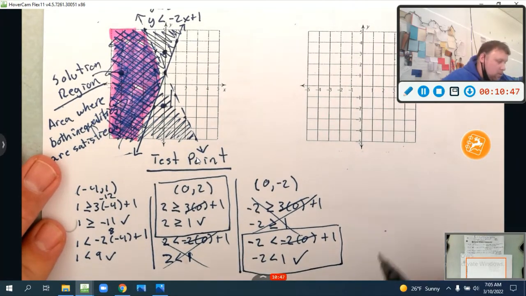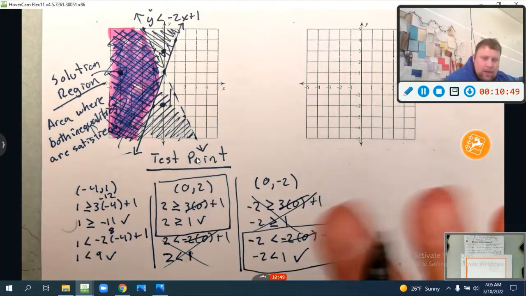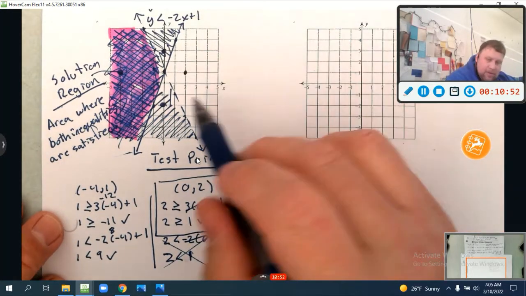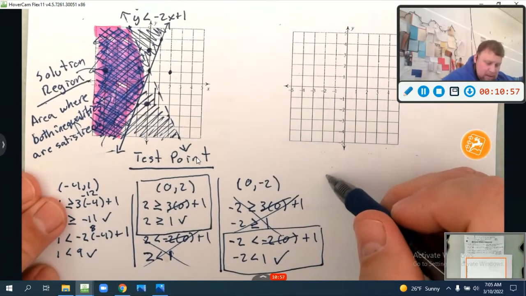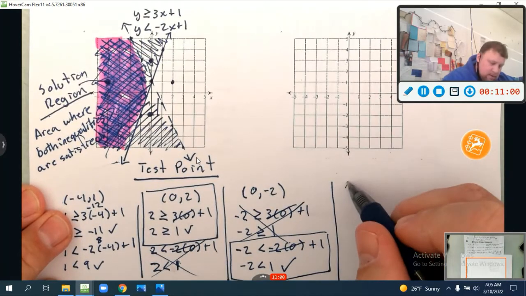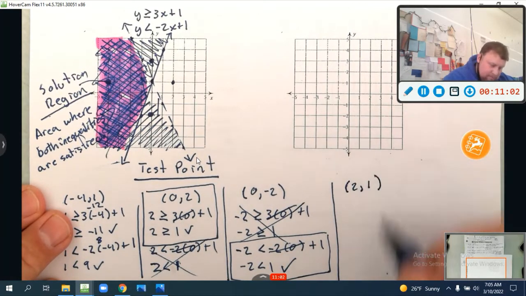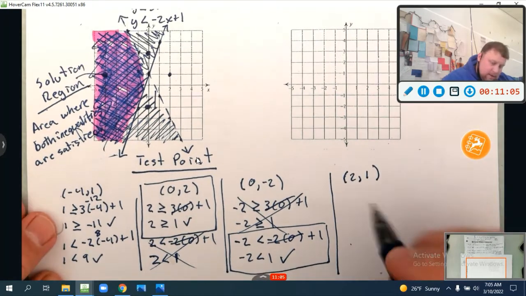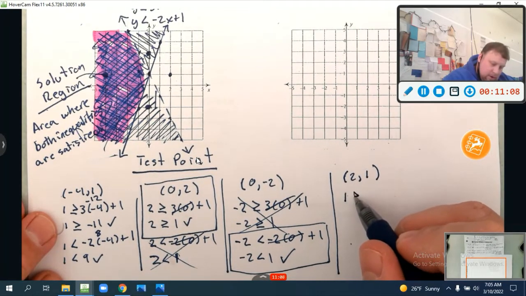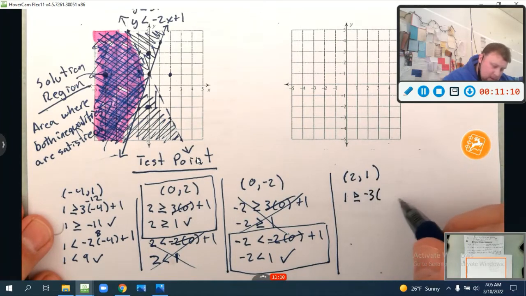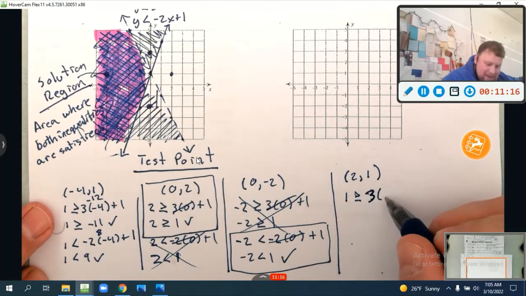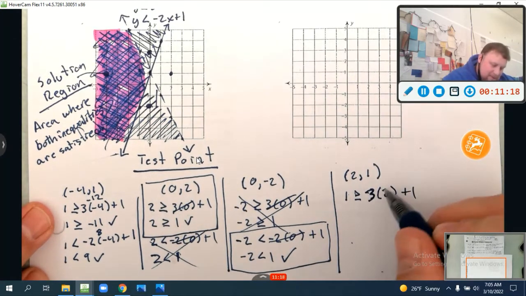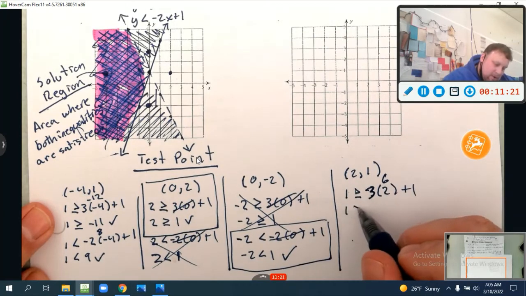Now I want to pick one more point just to kind of nail this whole idea home. If I pick a point out here, this is not in either of the solution regions. This should not work for either one of them, but let's find out. So I pick the point (2, 1). Let's try it. So I'm going to get 1 is greater than or equal to 3 times 2 plus 1, which is just 6 plus 1. 1 is greater than or equal to 7. No way, that's not true.